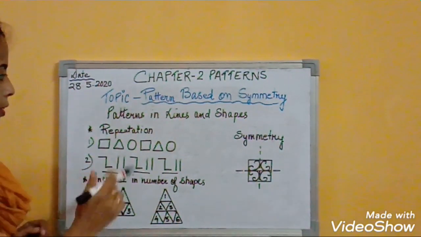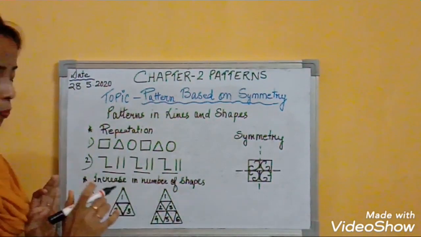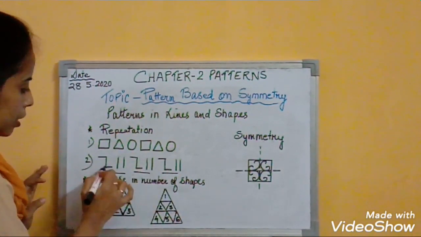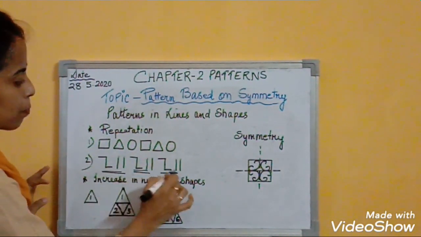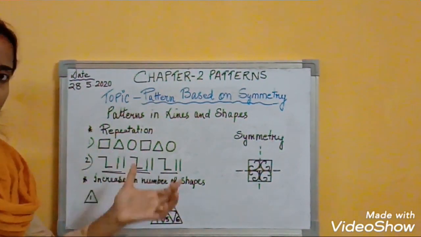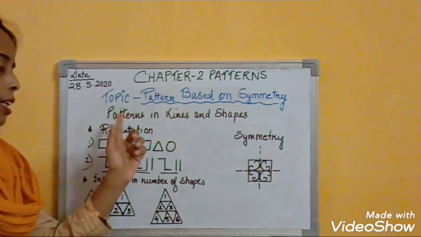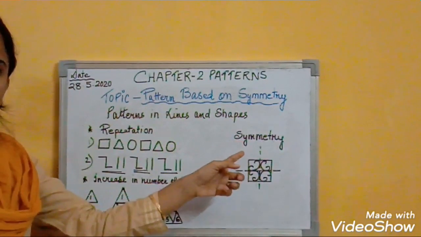Now, lines. Pattern in lines. Here you can see the second one. Here, lines are repeating. See here, these lines are repeating. Okay? So, repetition of lines can also create a pattern. We can create patterns in lines and shapes.